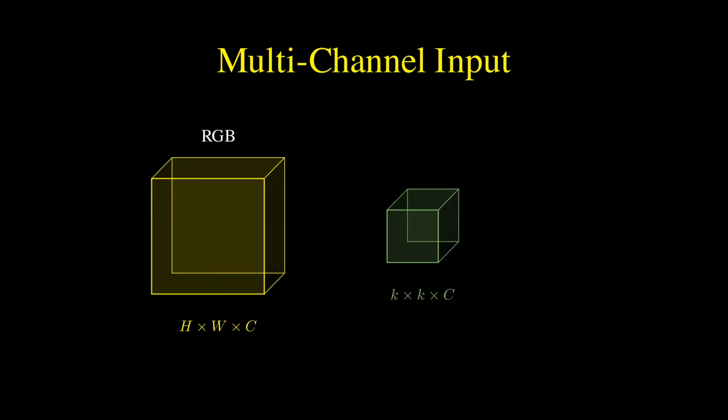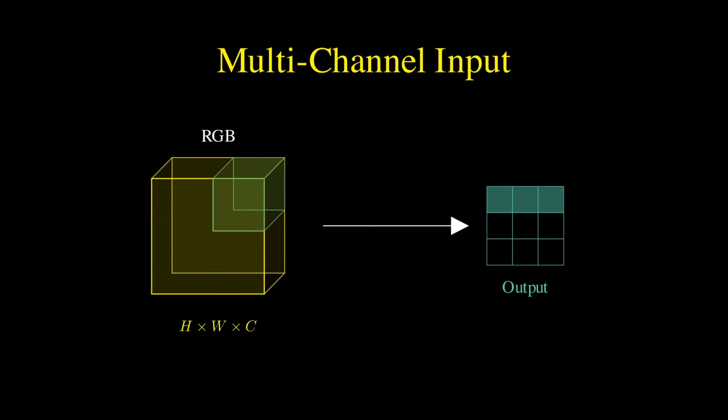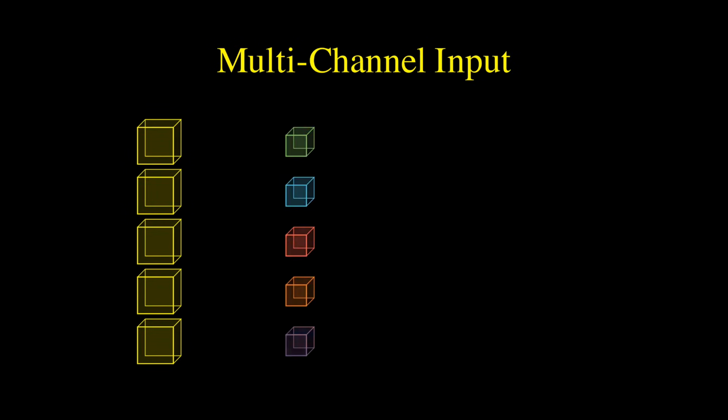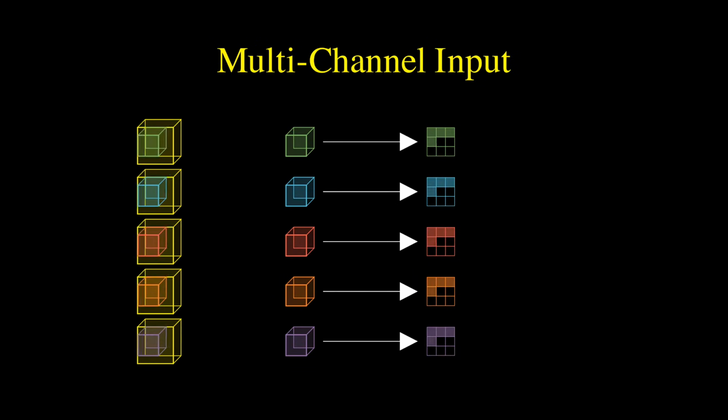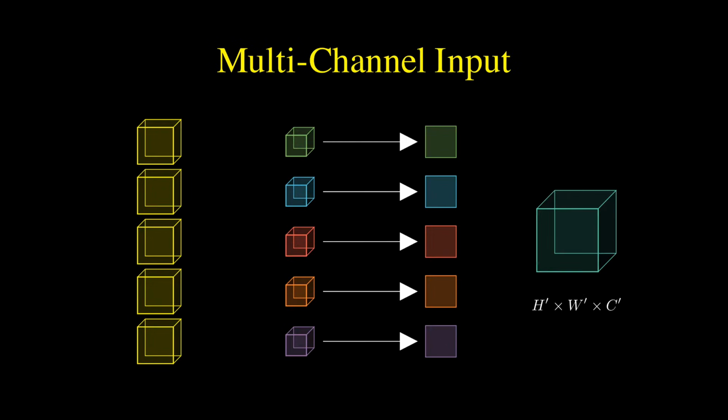Now, our kernel needs to match that depth. Instead of a flat k by k grid, the kernel becomes a k by k by c volume. It extends through all the channels. The kernel still slides across the spatial dimensions, but at each position it processes all channels at once, producing a single number. So even with a multi-channel input, each kernel still produces a single 2D output of size h prime by w prime. And if we use multiple kernels, say C prime of them, we stack all those outputs to get h prime by w prime by c prime, the same pattern as before.